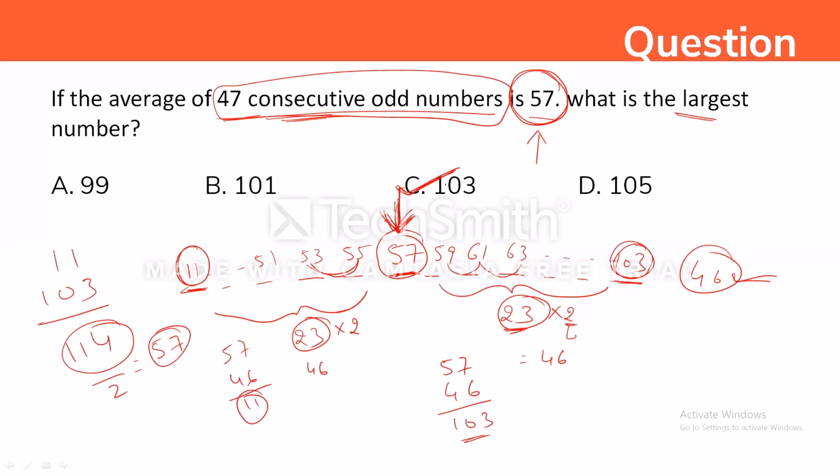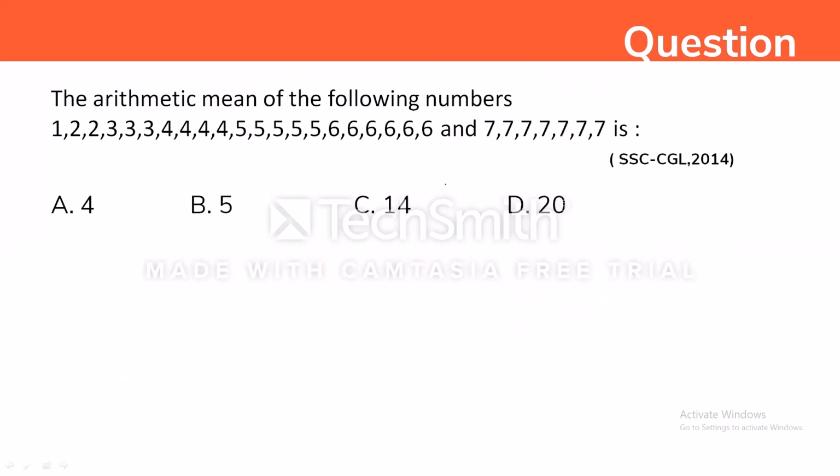Now we'll move on to the next question. Find the arithmetic mean of the following numbers: 1, 2, 2, 3, 3, 3. If you observe this series, can you guess what logic they are following? Here 1 is there 1 time, 2 is 2 times, 3 is 3 times, 4 is 4 times, and 5 is 5 times.